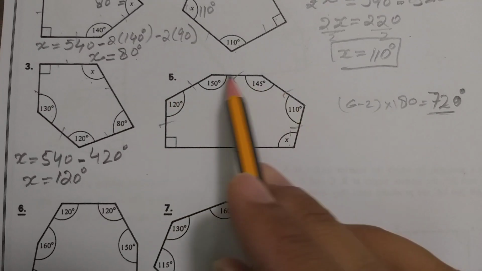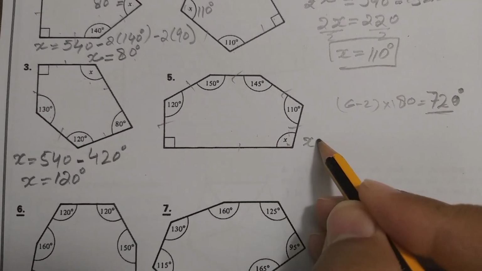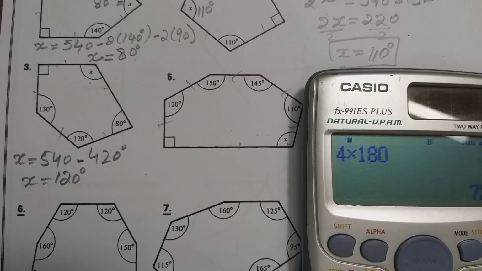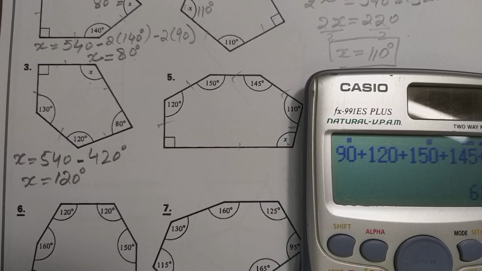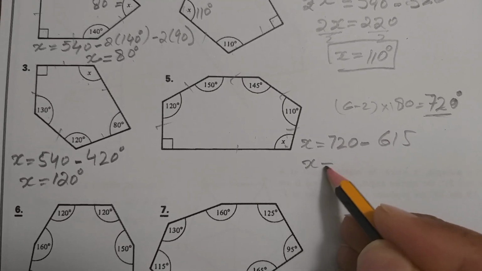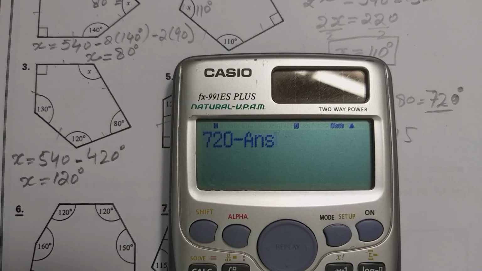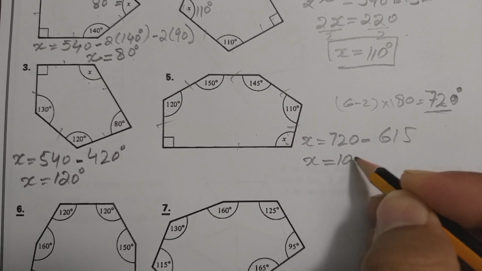So we know that the total of all these angles must be 720. So 720 minus all these angles, you can find the x value. So x equals 720 minus all the given angles, which are 90 plus 120 plus 150 plus 145 plus 110. They total 615. So minus 615 from 720, you find the x value, which is 720 minus 615, which equals 105. So x equals 105 degrees.